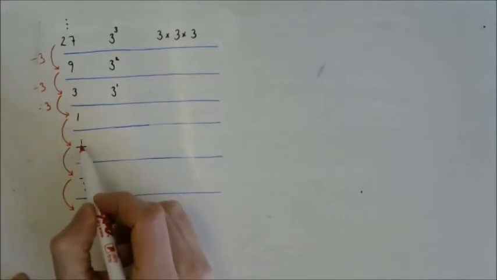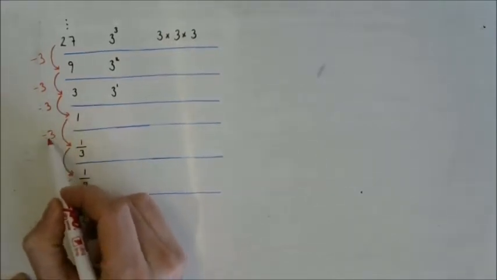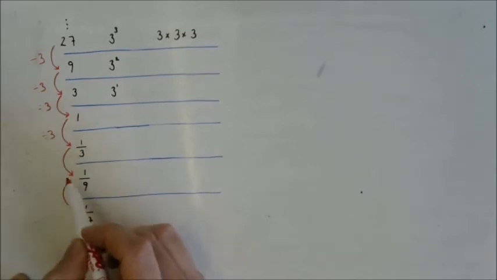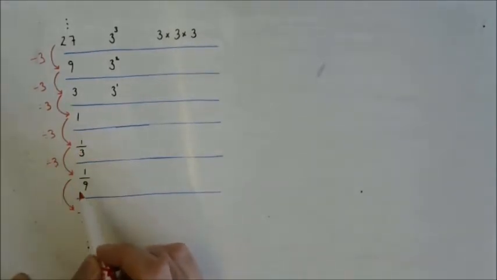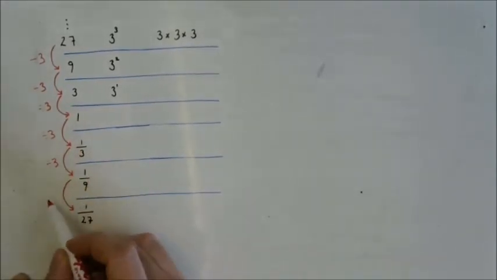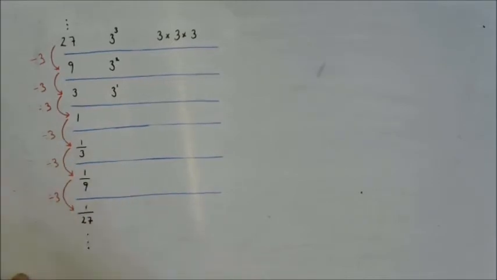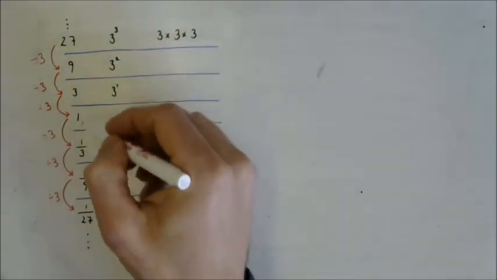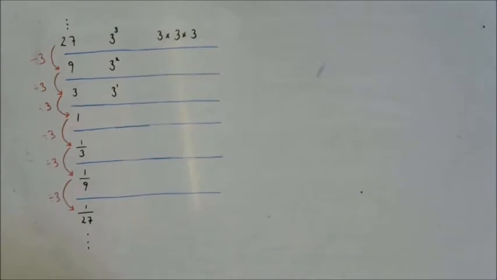1 divided by 3 is 1/3. 1/3 divided by 3 again is 1/9. And 1/9 divided by 3 is 1/27. So that pattern continues. Do you believe me? Yeah? Good. Carry on. So let's look at our next column.